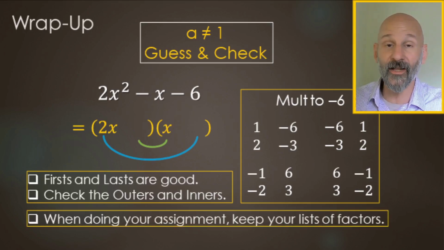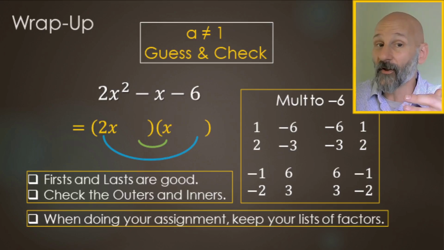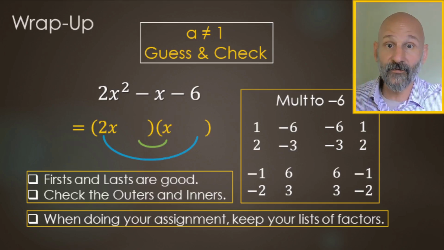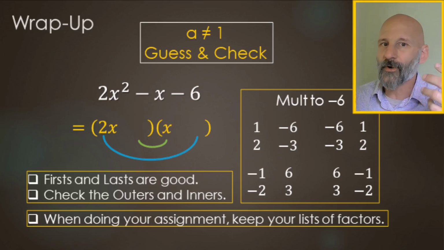Okay, my recommendation again, anytime you make a list of all of these factors, write them down in your notebook kind of neatly, so that next time you go through and have another -6 that you're going to be working on, you don't have to rewrite a list. So kind of keep a page of lists while you're doing the guess and check factoring.